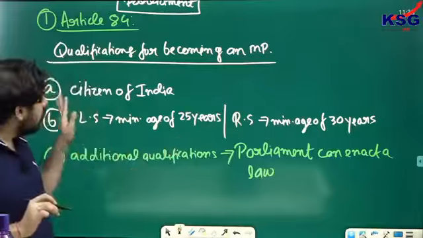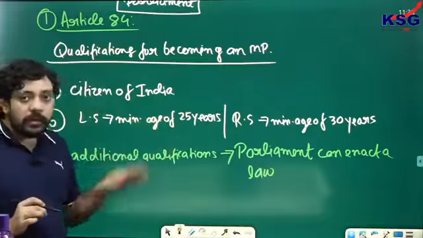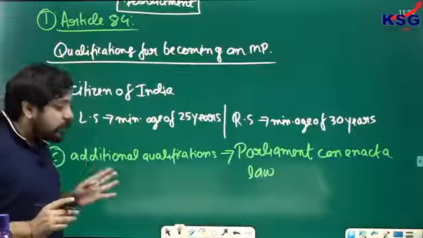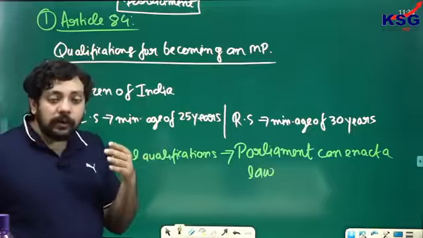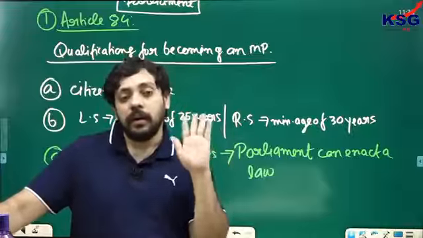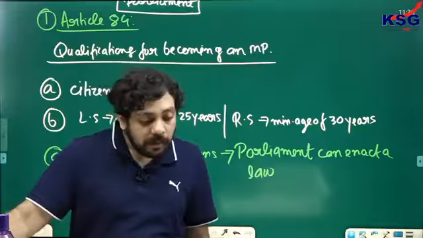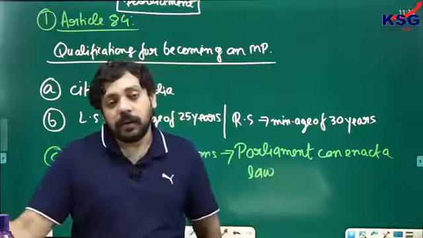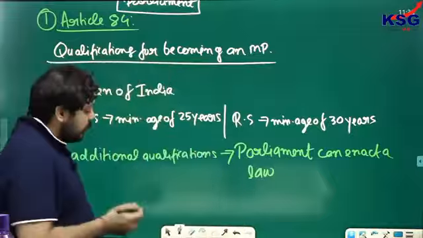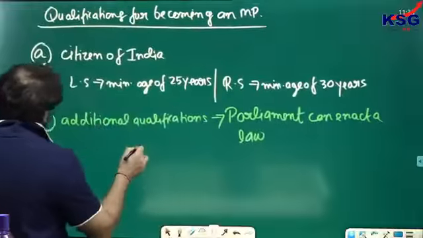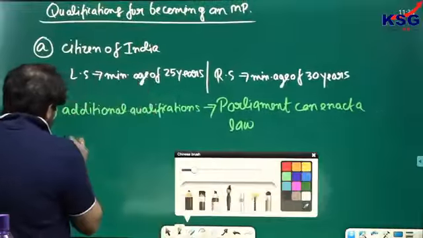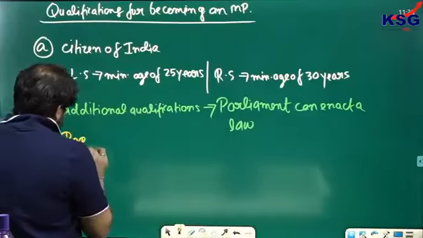Please pay attention to this. These are two qualifications which are given in the Constitution of India under Article 84. But in addition to this, Article 84 says that if there are going to be any additional qualifications that may be needed according to the time of the requirement, it can be prescribed by the parliament by enacting a law, by enacting a statute. And in this regard, parliament has made what you can call the Representation of People's Act.